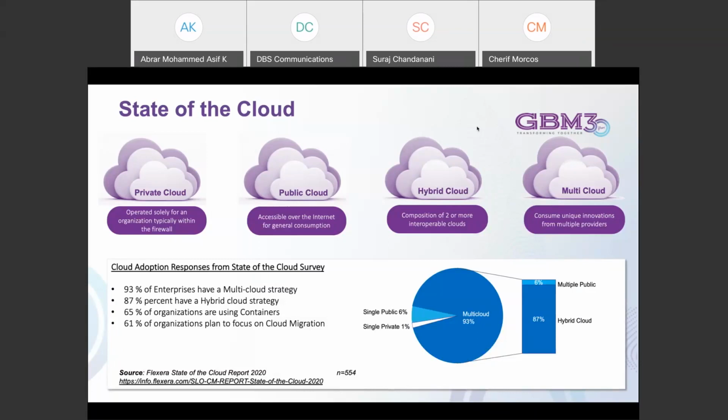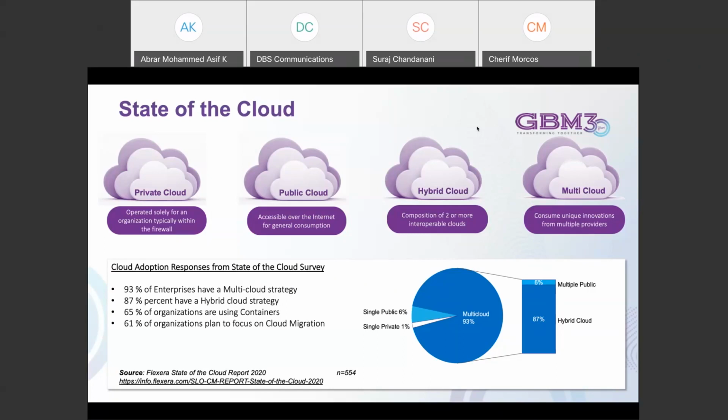I have a bit of statistics over here from the State of the Cloud Report 2020. This is a global report done by RightScale on cloud adoption. This has recently been bought over by Flexera, and we will provide the link for the report.